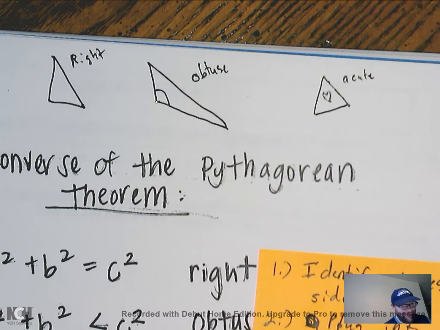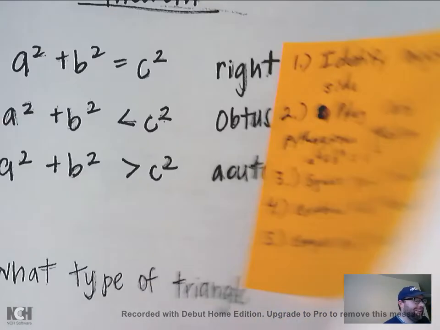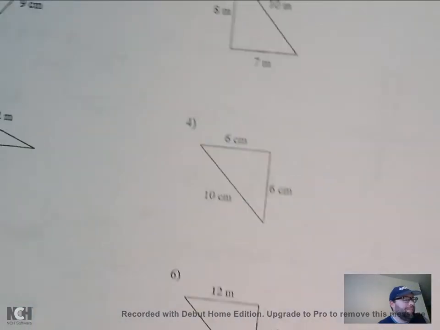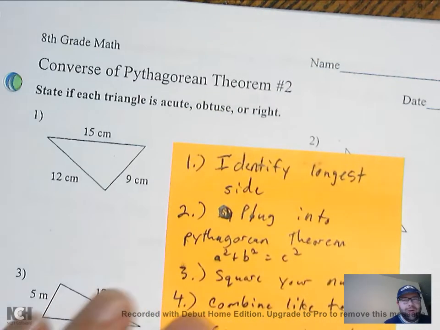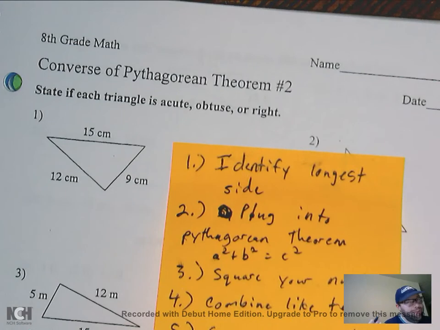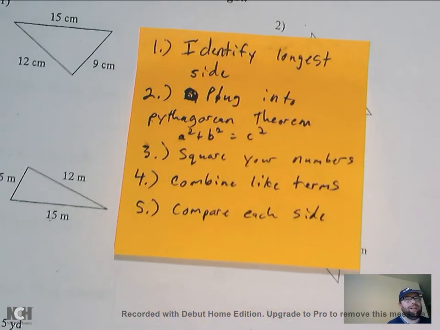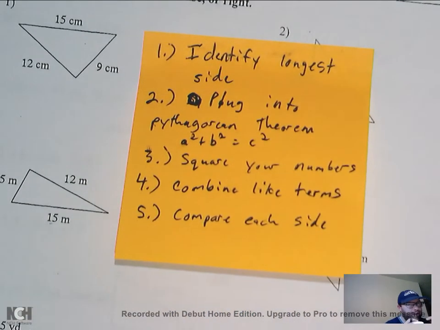Now that you have all rolled your eyes hard at me, let's look at some examples. You guys have already done some of this, so this isn't going to be too new. The basic steps are: identify the longest side, plug them into the Pythagorean theorem, square your numbers, combine like terms, and then compare. We're comparing to see if they're equal to each other. That means they're right. If the longest side is bigger, it's obtuse. If the longest side is shorter, then it's acute. It's a little acute triangle.